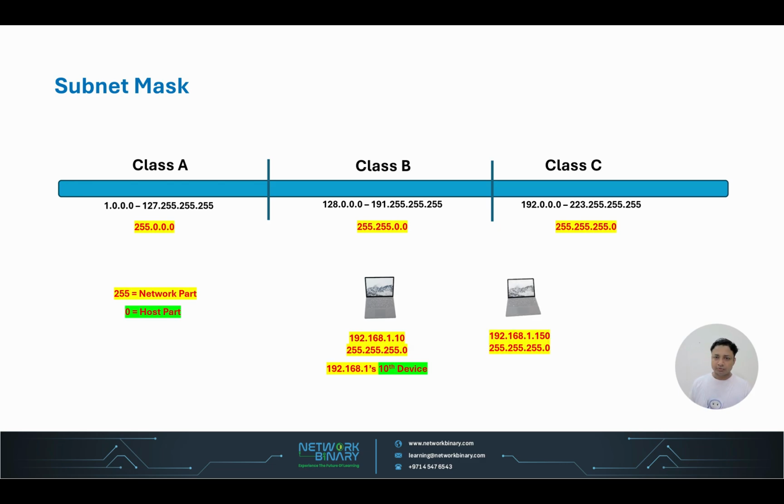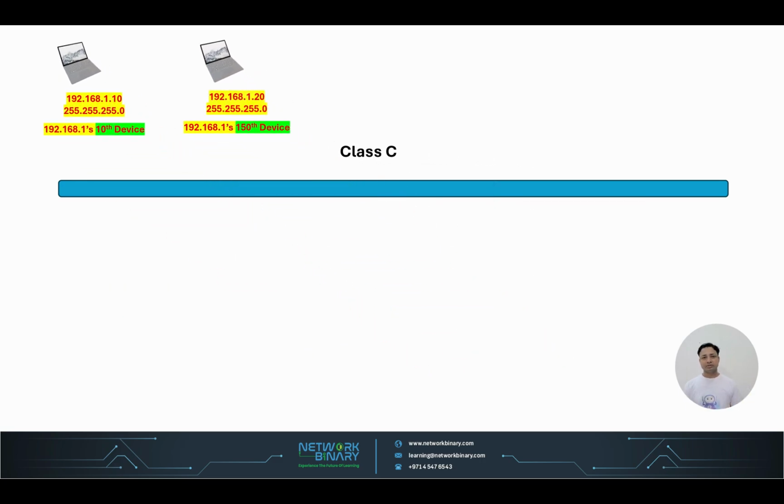Let's take another example. This computer has 192.168.1.150 and 255.255.255.0. What does it mean again? It means that this is the 150th device in the 192.168.1 network. All right. So for class C, for the given example, the network starts from 192.168.1.0 and ends at 192.168.1.255, because if you add one more address, the network will change and become 192.168.2.0, which will be a different network.